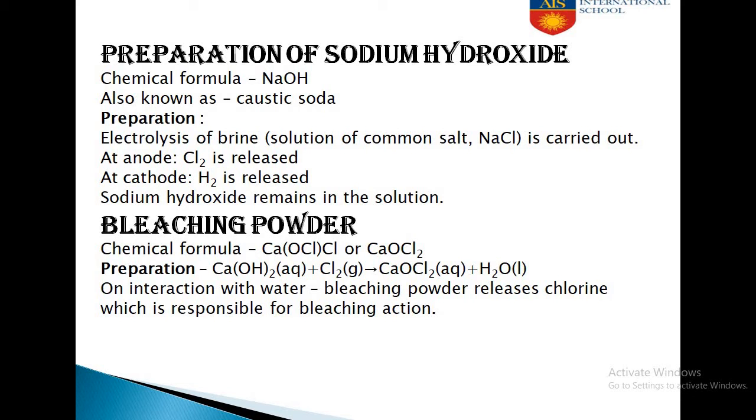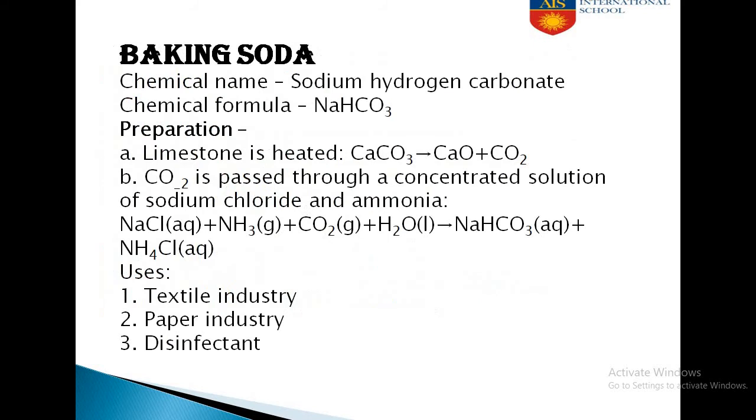Now how will you prepare bleaching powder? CaOCl2, this is the chemical formula. How will you prepare it? When calcium hydroxide reacts with chlorine, it forms CaOCl2 and releases water. When bleaching powder reacts with water, it releases chlorine, which is responsible for the bleaching action.